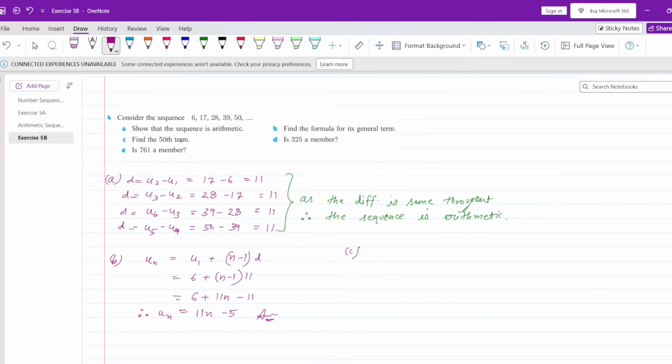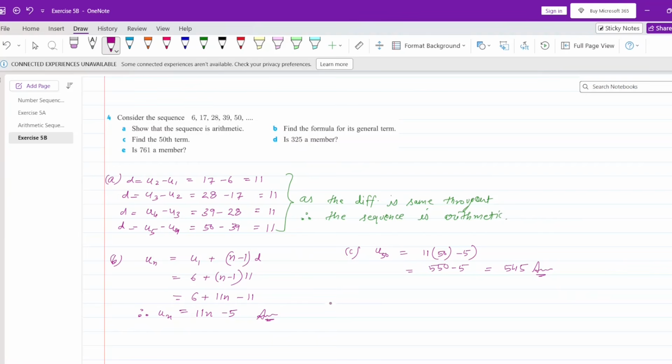C. Find the 50th term. So u50 is going to be 11 times 50 minus 5. That is 550 minus 5, or 545.